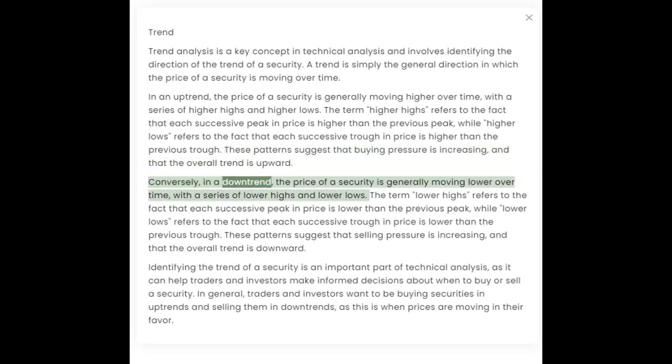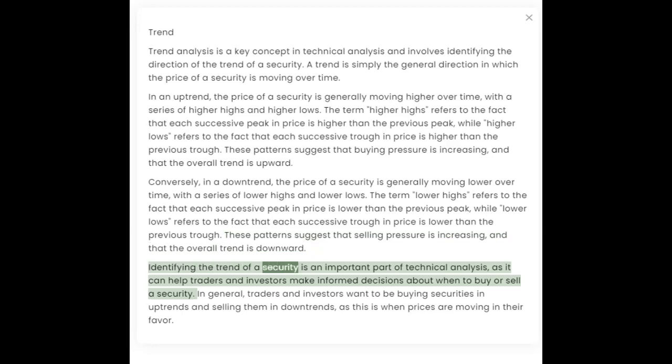Conversely, in a downtrend, the price of a security is generally moving lower over time, with a series of lower highs and lower lows. The term lower highs refers to the fact that each successive peak in price is lower than the previous peak, while lower lows refers to the fact that each successive trough in price is lower than the previous trough. These patterns suggest that selling pressure is increasing and that the overall trend is downward.